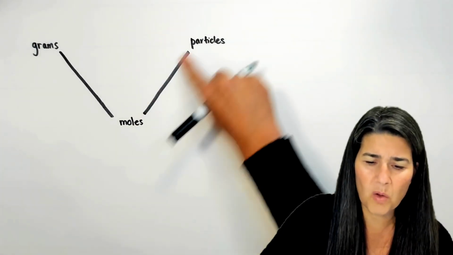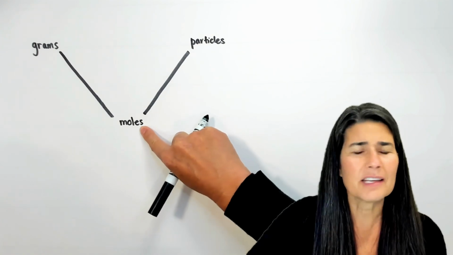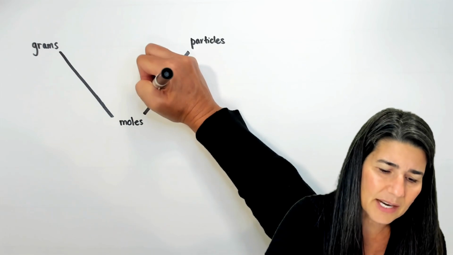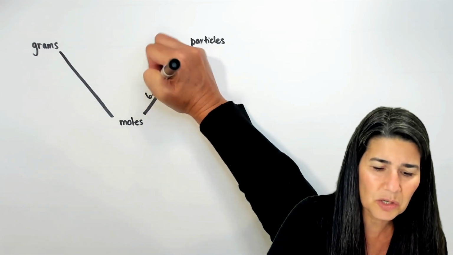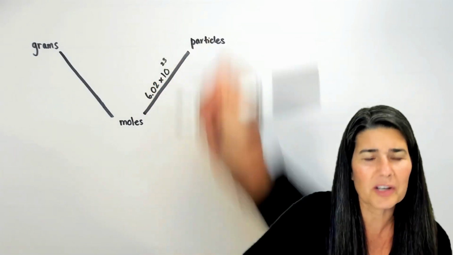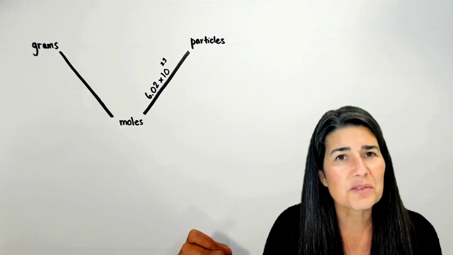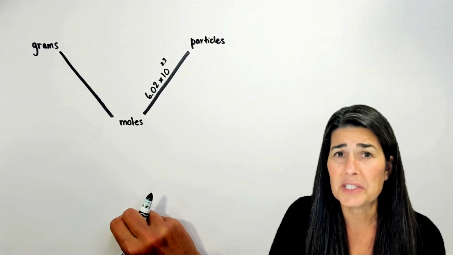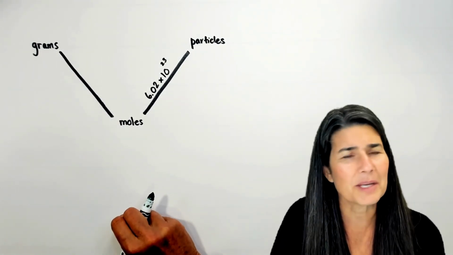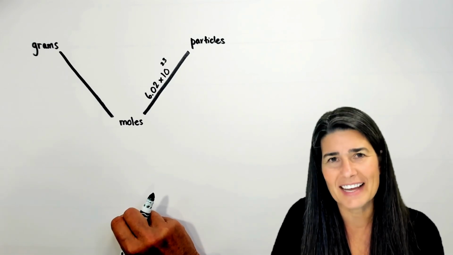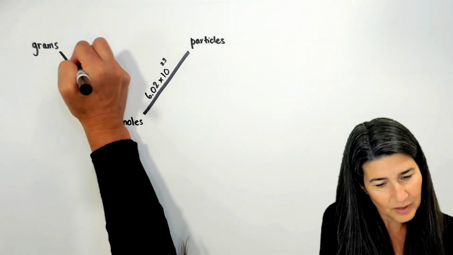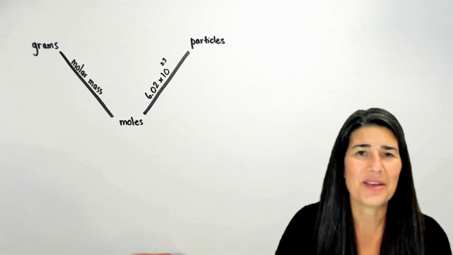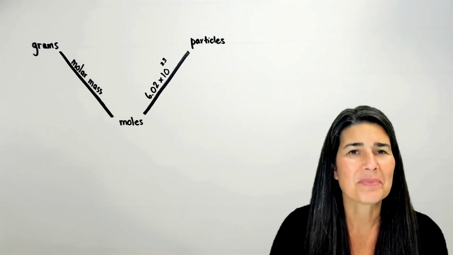We know we can go from moles to particles or particles to moles, and the conversion factor that we need is simply Avogadro's number. I'm going to write that right here on our line: 6.02 times 10 to the 23 particles is 1 mole. We also know that we can go from grams to moles or moles to grams. The way that we do that is using the molar mass. I'm going to again write that on my diagonal line. Okay, molar mass.